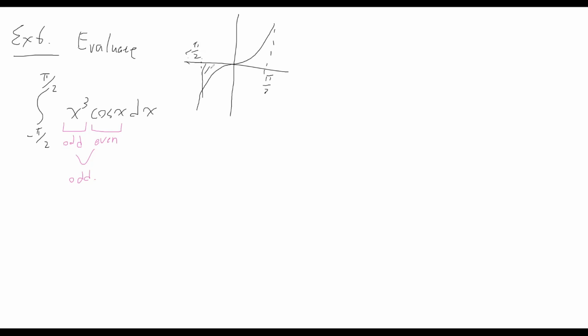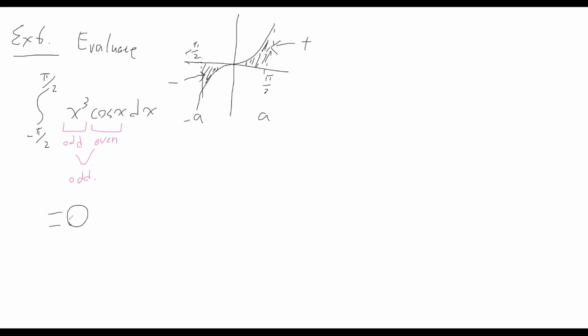So the areas underneath the curve are exactly opposite of each other. The area under the curve here is going to be positive, but the area under the curve here is going to be negative. So when you integrate x cubed from negative pi over 2 to pi over 2, or actually any odd function from negative a to a, your integral is always going to be 0, because the areas are exactly opposite of each other. And when you add them together, you always get 0.